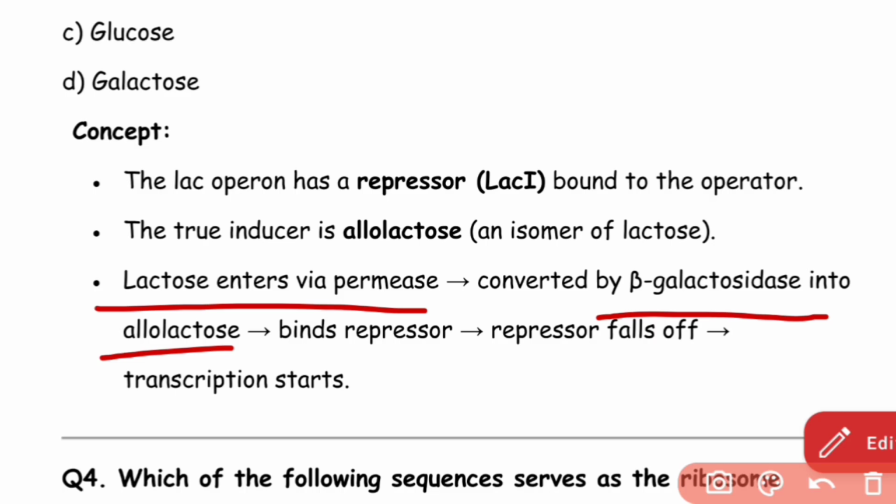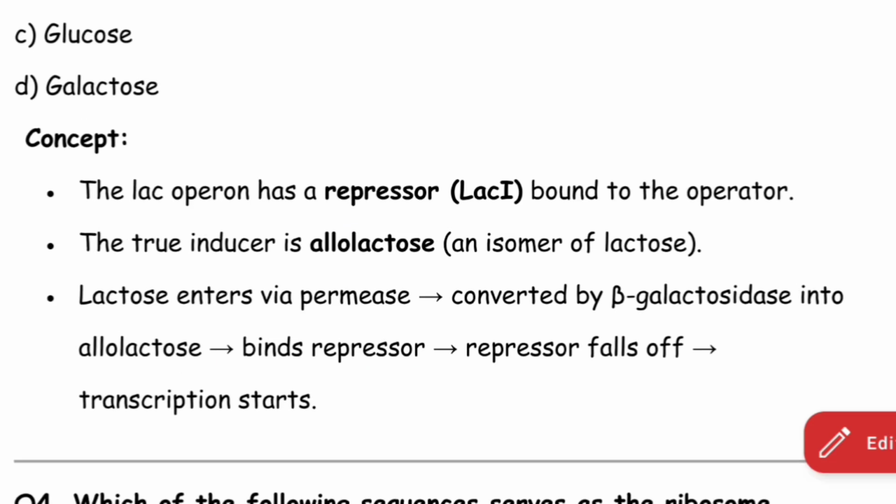Now this allolactose binds to the repressor, and that repressor falls off. It brings conformational changes into the repressor, and it is now unable to bind to the operator. As a result, the lac operon turns on, that is, transcription begins. Thus, the inducer in the lac operon is not lactose but allolactose.